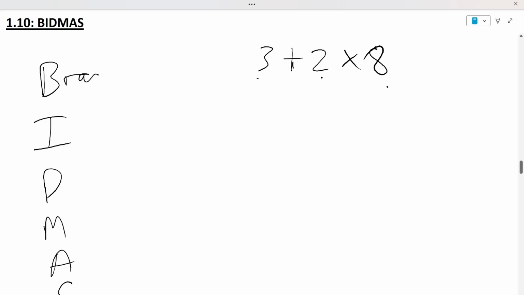You have to start with any brackets. So, for example, if we had the 3 plus 2 in brackets, you'd have to deal with the 3 plus 2 in the brackets first, to give you 5, and only then you do the multiplication by 8 to give you 40.